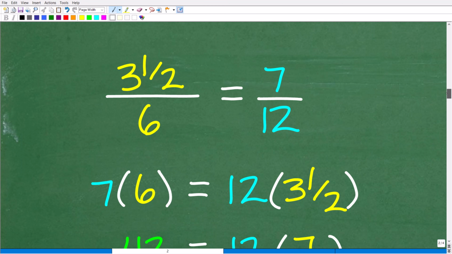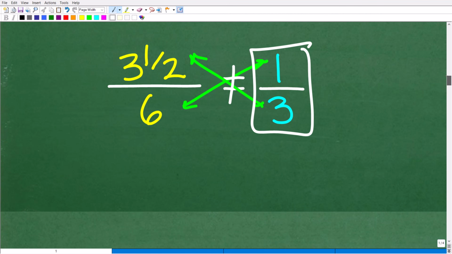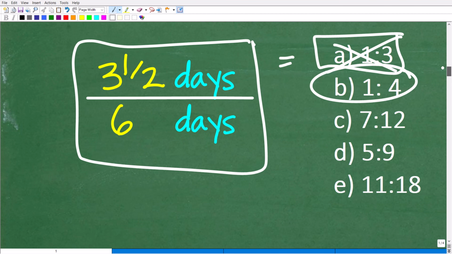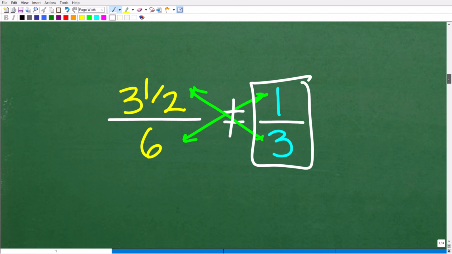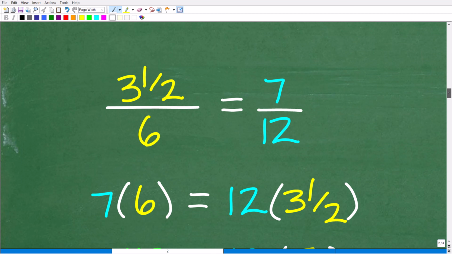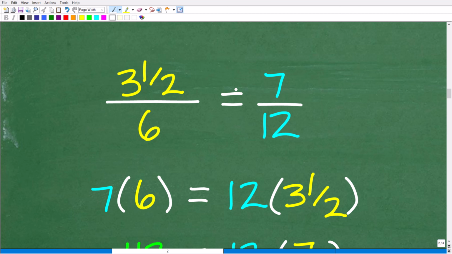Now before I show you that other technique, let's go through this tactic and continue to check. We would check 1 to 4, or you might say, wow, 1 to 3, let's try something different, maybe 7 to 12, which is the correct answer. So let's check 7 to 12. We have 3 and 1/2 days to 6 days. Is 3 and 1/2 to 6 equivalent to the ratio 7 to 12? If you have two ratios that are equal, they are in proportion, i.e. the cross product is true. So let's go ahead and check this.